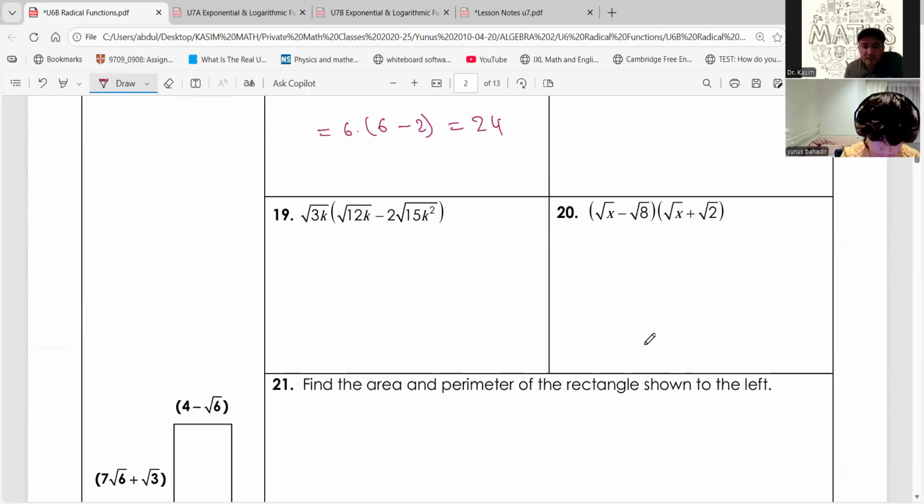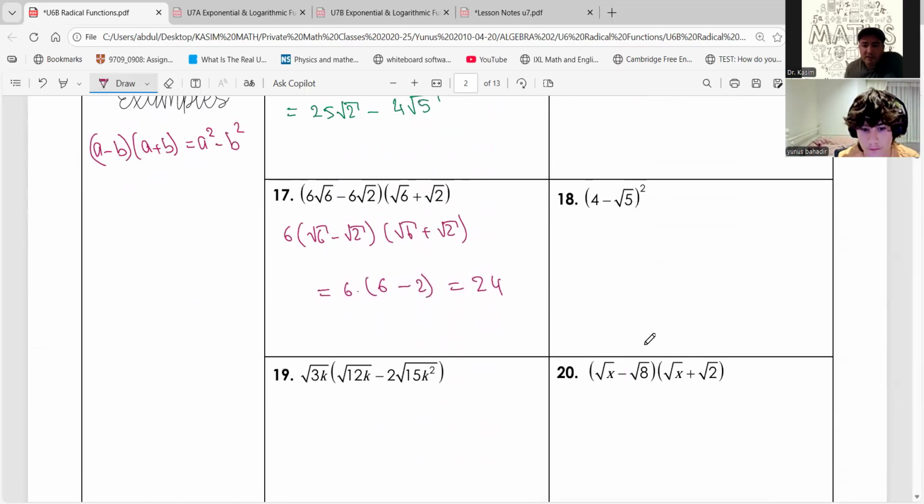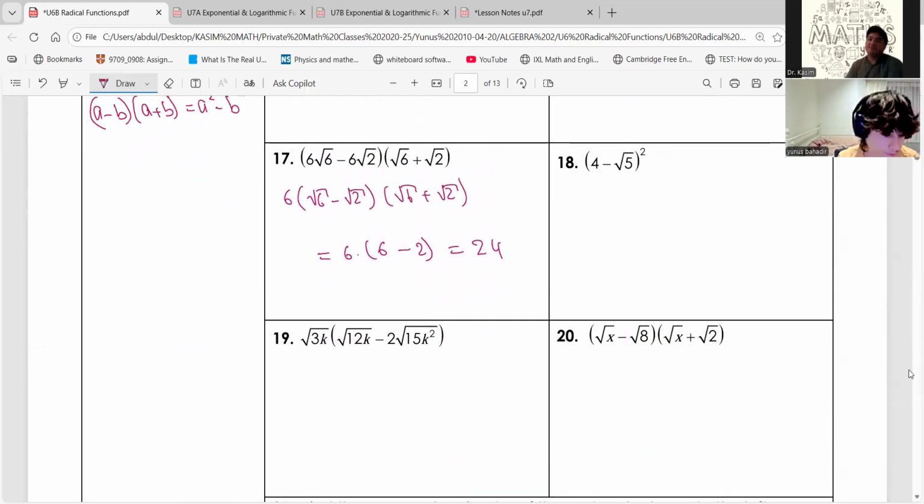How many questions left? 4 questions left. Do question 18. Is it not just 11? Hmm? Is it not just 11? 16 minus 5? No. You see, that's why you didn't practice. You're making this mistake. Oh, I need minus 8. B is a perfect square. Okay. That's true. Okay, awesome. Wait, I still don't get it.